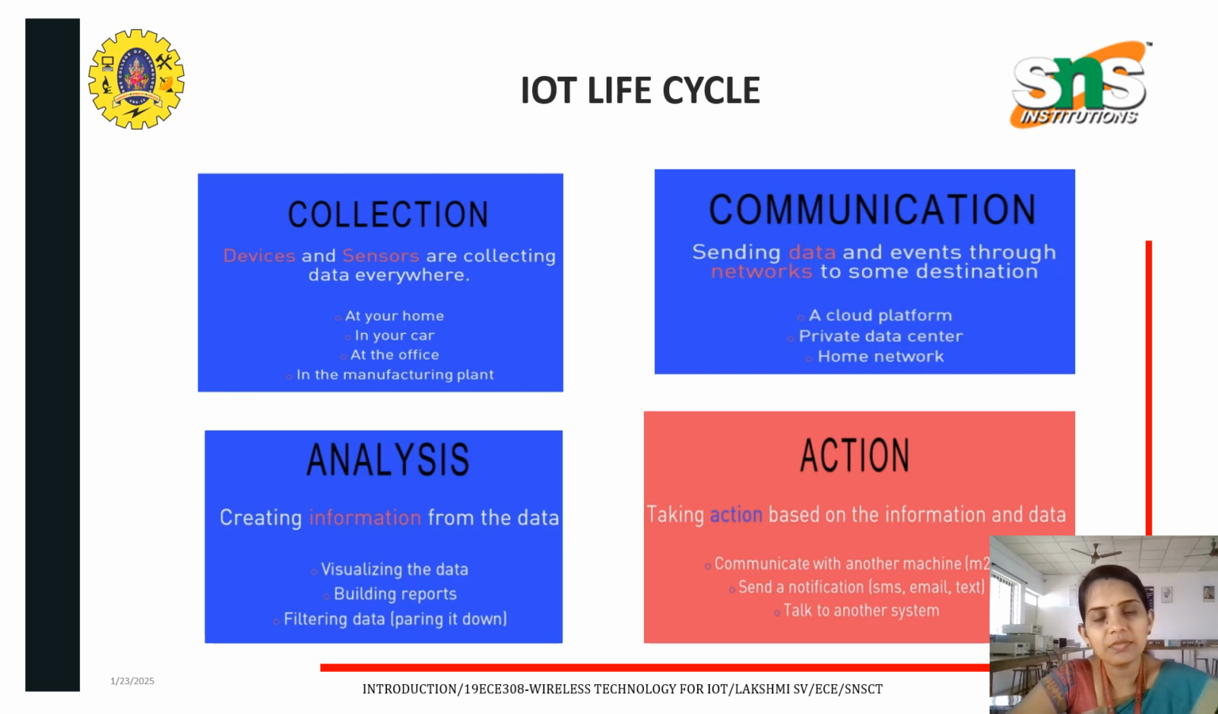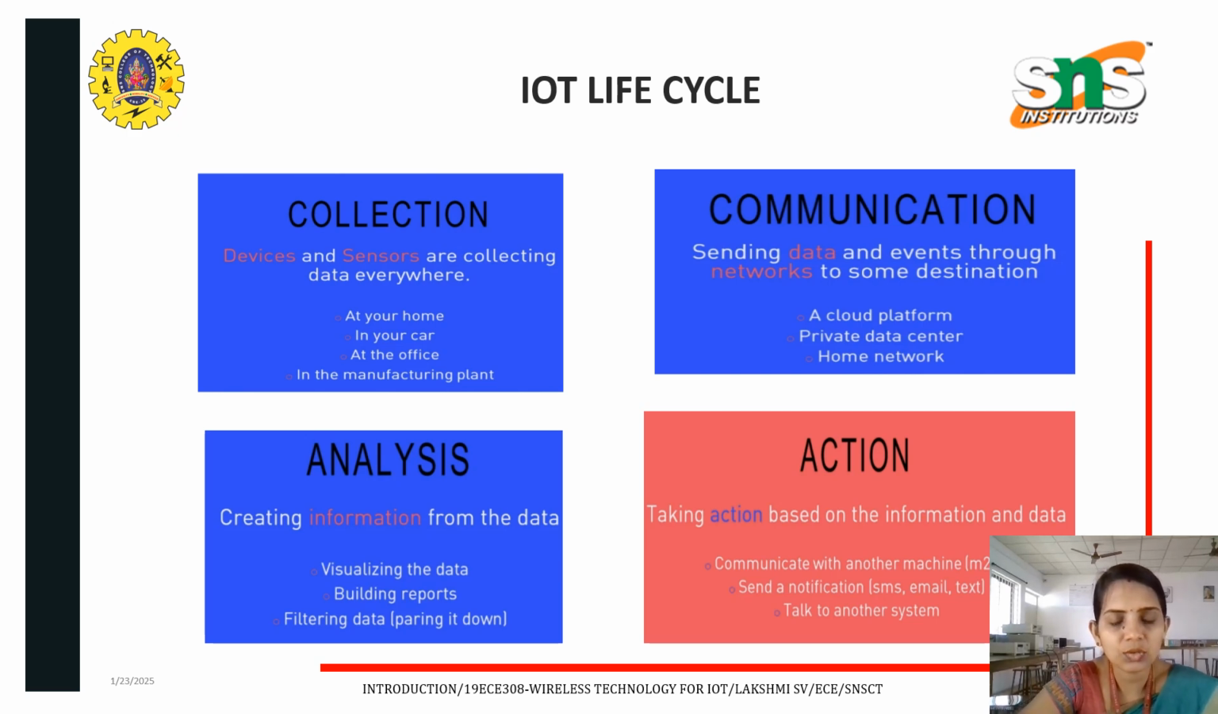In detail, first is collection. As I told, the devices and sensors are collecting data everywhere: at your home, car, office, in the manufacturing plant, etc. At your home, the smart home, in the car, the parameters of the vehicle, and at the office. All the data from these places are collected with the help of the devices and sensors. Then is our communication, sending data and events through the networks to some destination. That would be the communication protocols, maybe wired or wireless.